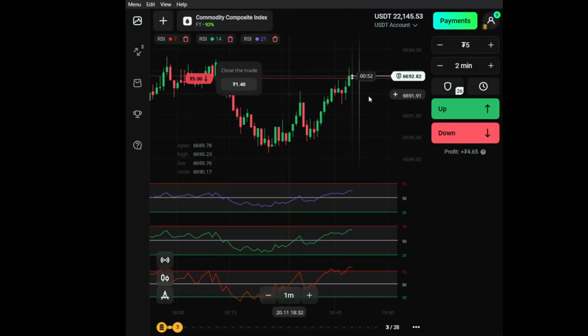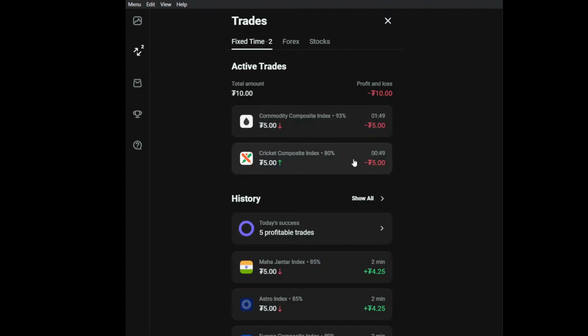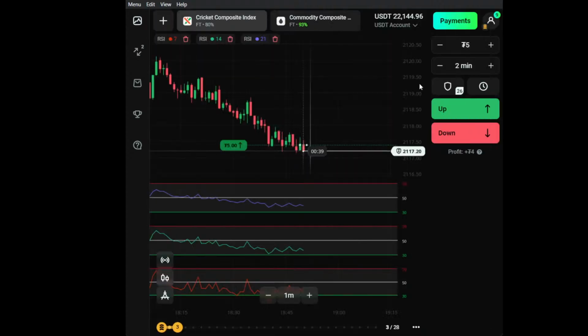I make a trade. What direction do I make a trade? I make a trade in the upward direction. But what happens? The trade actually flips and it goes negative. So I am going to lose my money. So only checking the color of the candle is not going to help you.